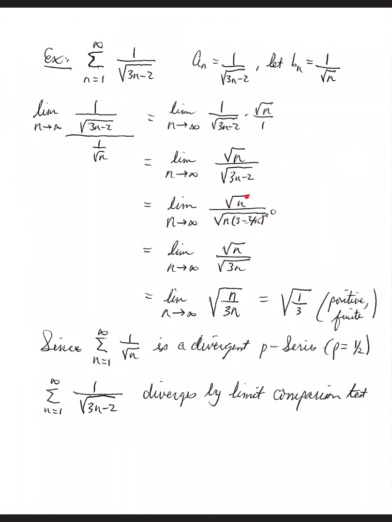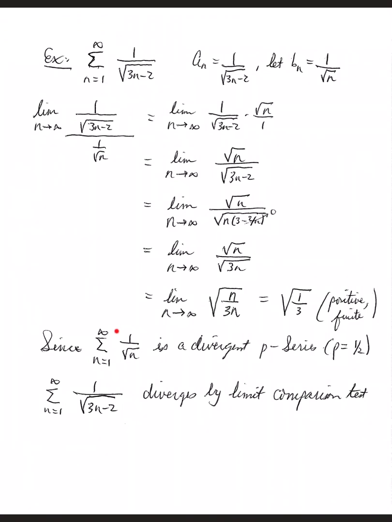That leaves us square root of n over square root of 3n. By property of radicals, that's square root of n over 3n. And as n gets infinitely large, I'm going to get square root of 1/3. Those n's cancel, and that unwritten 1 coefficient, square root of 1/3. That's our capital L. It's positive and finite, so this is what I can claim.